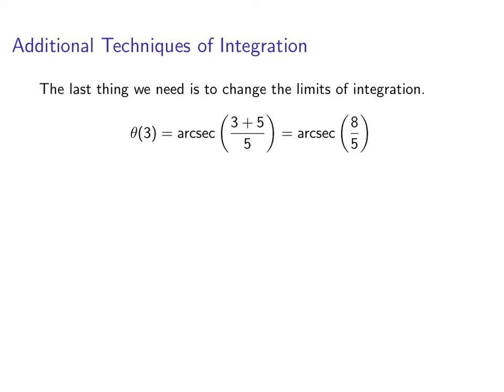So if we plug in 3 into our substitution, we get arcsecant of (3 plus 5) over 5, which is arcsecant of 8/5. If we plug in 5, we get arcsecant of 2. Now this is something that we can actually calculate exactly. Arcsecant of 2 is pi over 3 because the secant of pi over 3 is 2. You should work out the trigonometry on that and make sure you know how we got pi over 3 there. Unfortunately, there's not much we're going to be able to do with the arcsecant of 8/5. We'll have to leave it like that.